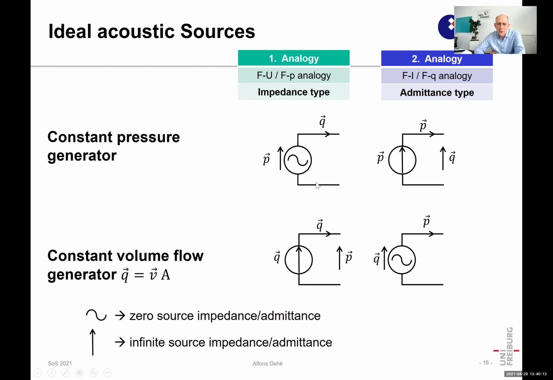Most often we stick to pressure sources. If you use a pressure source in the second analogy, then you are generating pressure from this pressure source, and the potential energy is a flux. And of course, then you have an infinite source impedance. Okay, most often we deal with these pressure sources, equivalent to a voltage source in a circuit description.